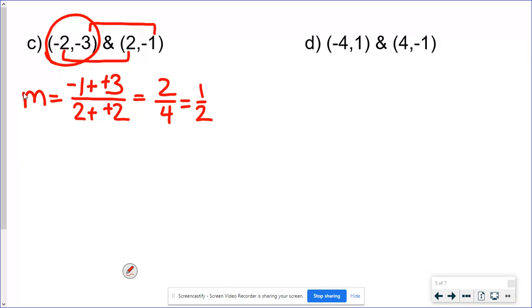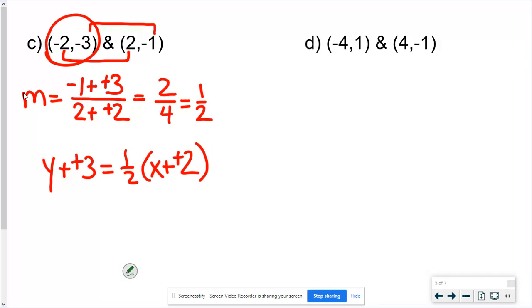Sticking with that first ordered pair, I would have y minus my y number, which is -3, equals m, 1/2, and then in parentheses, x minus my x number. And again, I would do a keep, change just to kind of clean that up a little bit.